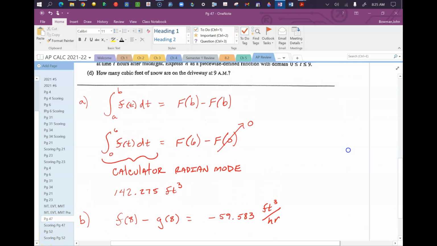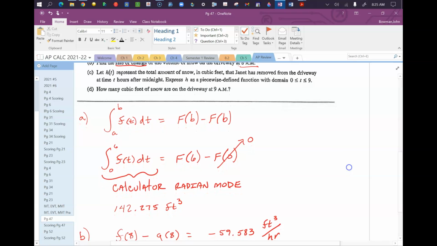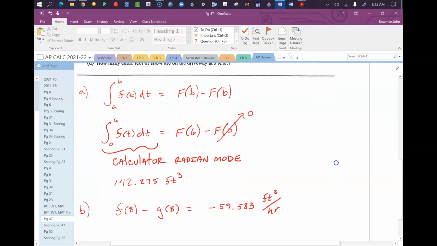So far we only have 3 points accounted for out of the 9, which means the remaining 2 parts are going to account for the 2/3 or 6 points out of the total of 9. Part C says let h of t represent the total amount of snow in cubic feet that Janet has removed from the driveway at time t hours after midnight. Express h as a piecewise defined function with domain 0 to 9.